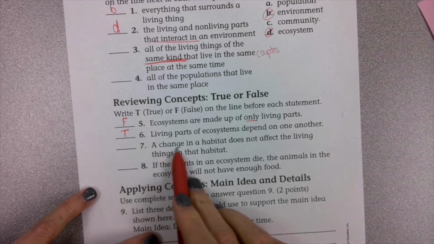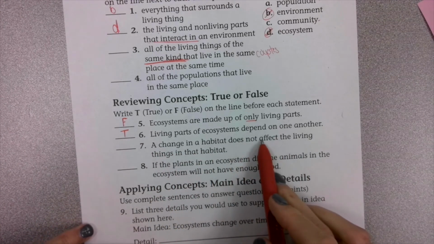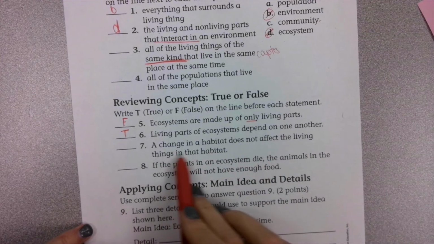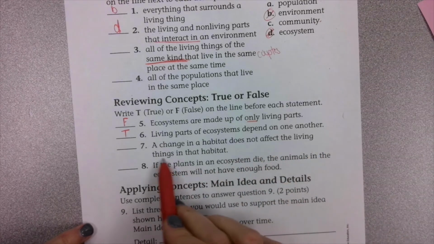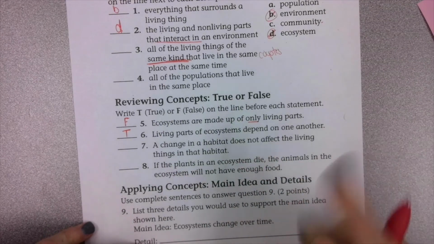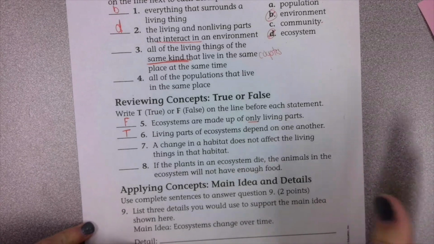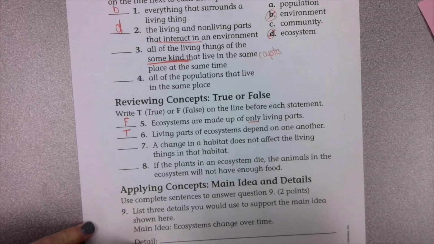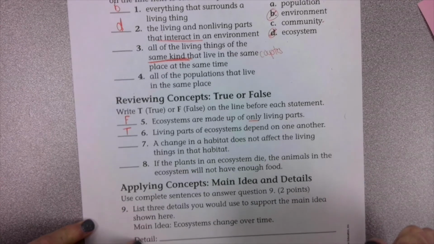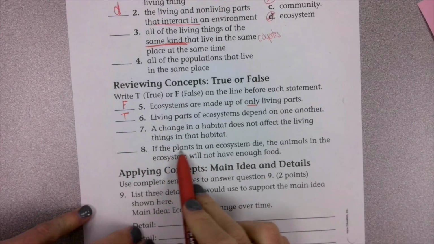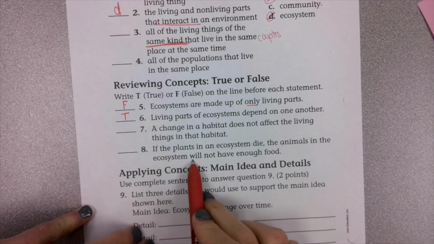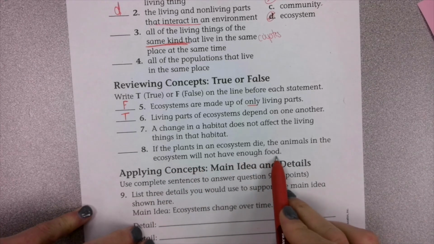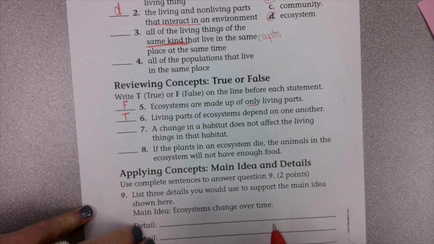Number 7, a change in habitat does not affect the living things in that habitat. A change in habitat does not affect the living things. So if there's less rain, it's not going to affect the coyotes. If there's more rain, it's not going to affect the coyotes. And number 8, if the plants in an ecosystem die, the animals in the ecosystem will not have enough food. True or false?